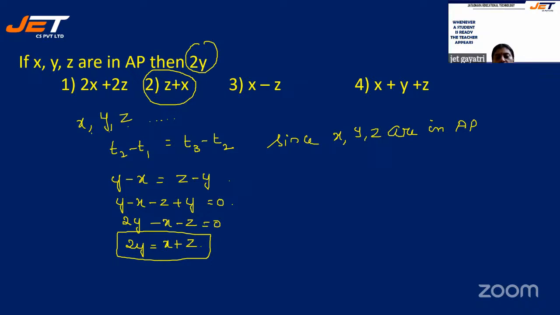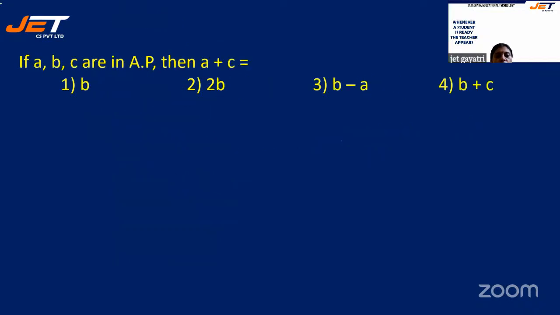I hope all of you would have understood this. So in an AP, always d is the common difference. What is the common difference? Second term minus first term. Please put your answers in the chat box so that we will also know that you are participating and doing the sums. All right, let's move on to the next sum. A, B, C are in AP. Then what is A plus C?